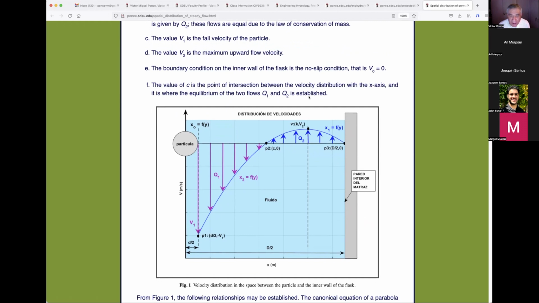is established. So the process calls for the calculation of Q1, which is already known, Q2, and also the location of C. If that can be done, then we'll solve the problem. Because this is a parabola. This is technically a parabola.